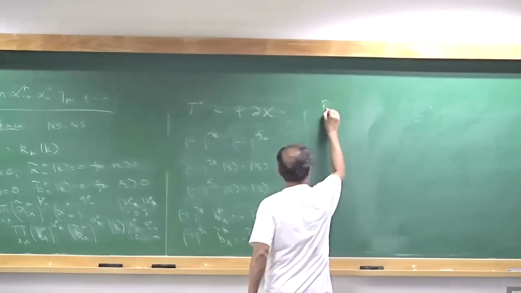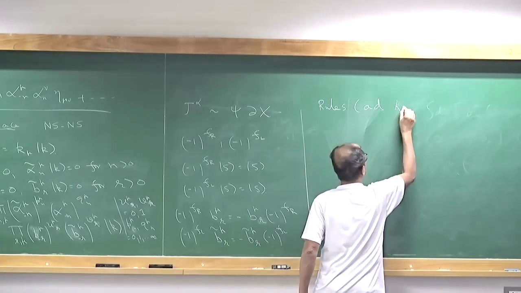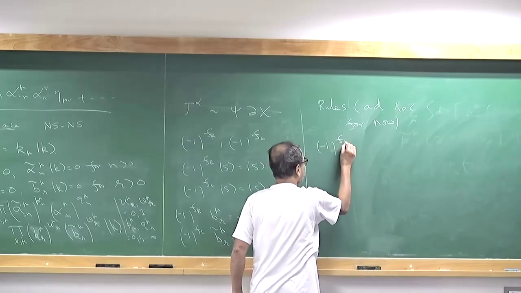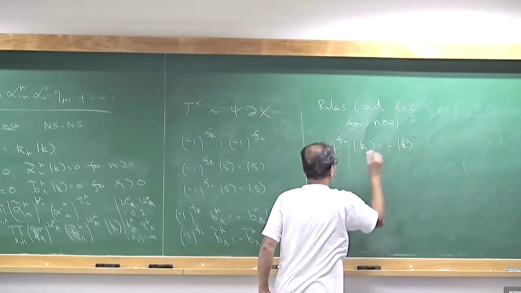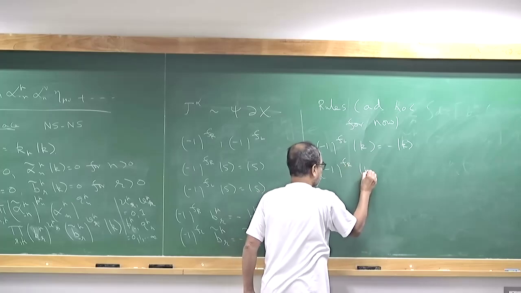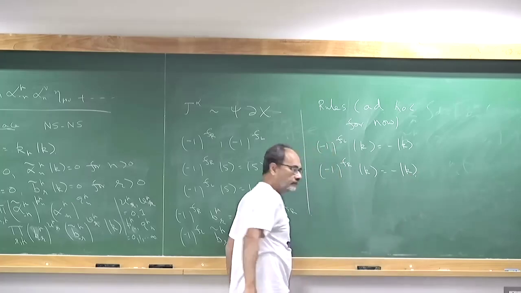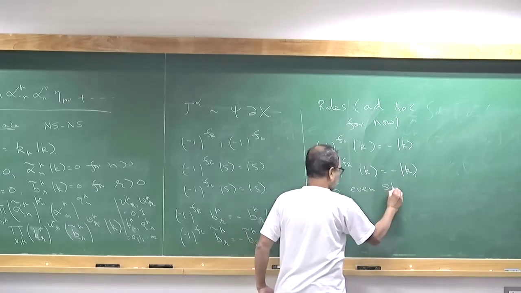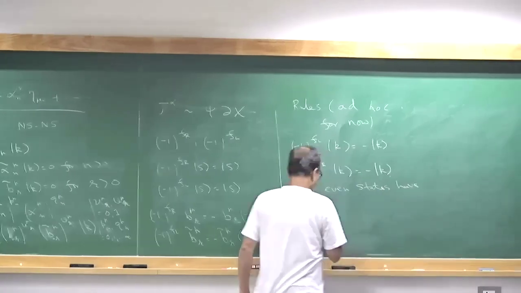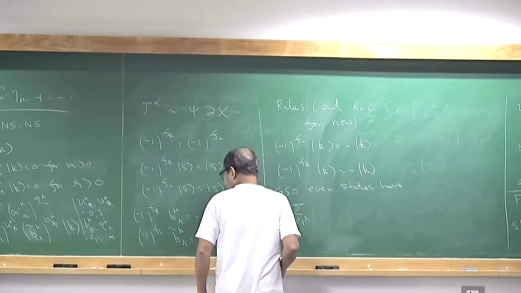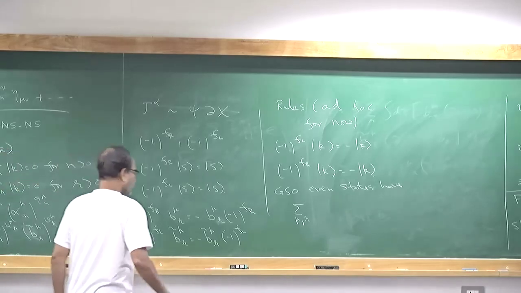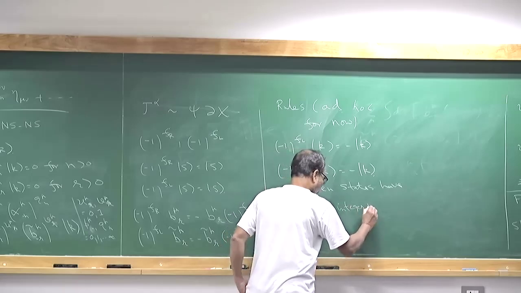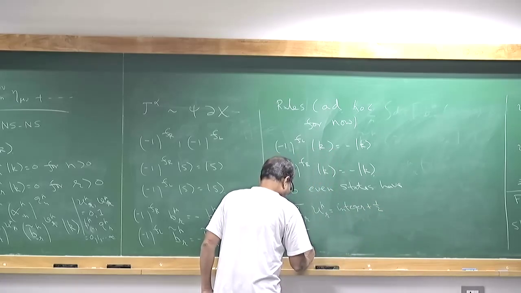So these rules are ad hoc for now. (-1)^F left on k is minus k, and (-1)^F right on k is also minus k. Okay. So GSO even states have sum over mu and r.